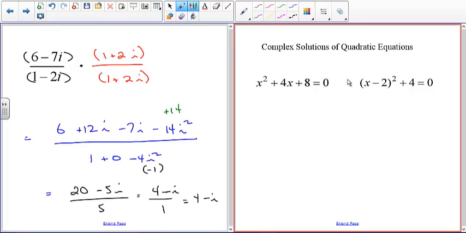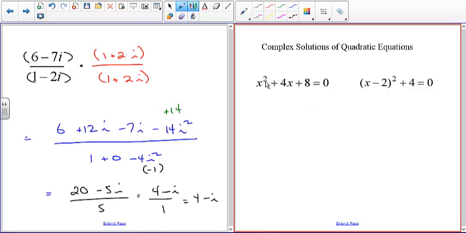Okay, so that's complex addition, subtraction, multiplication, division. So now what we're going to do is look at the complex solutions of quadratic equations. Now, do complex solutions help us plot the graph? And the answer is no, because complex solutions are not real. So you can't plot imaginary stuff on a real graph. But sometimes complex solutions are important, even if they're not real.